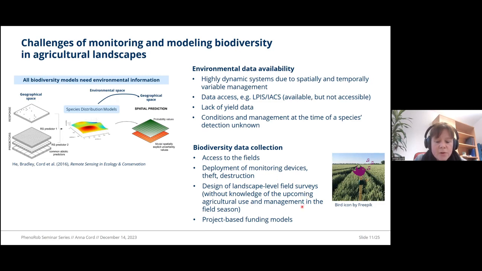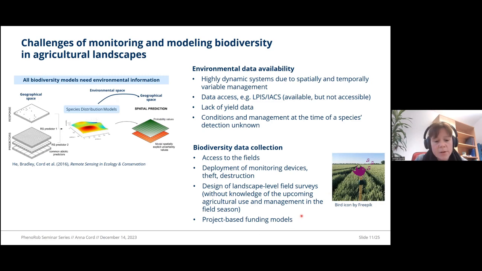And then if you remember this figure of landscape research, where we have to take into account these different scales: phenomenon, data, and analysis scale. So when designing a landscape level study, we would like to know what the agricultural land use and management will be in the upcoming field season. Typically we're not able to get this, so we basically have to do imperfect study designs and then later account for this in our analysis.